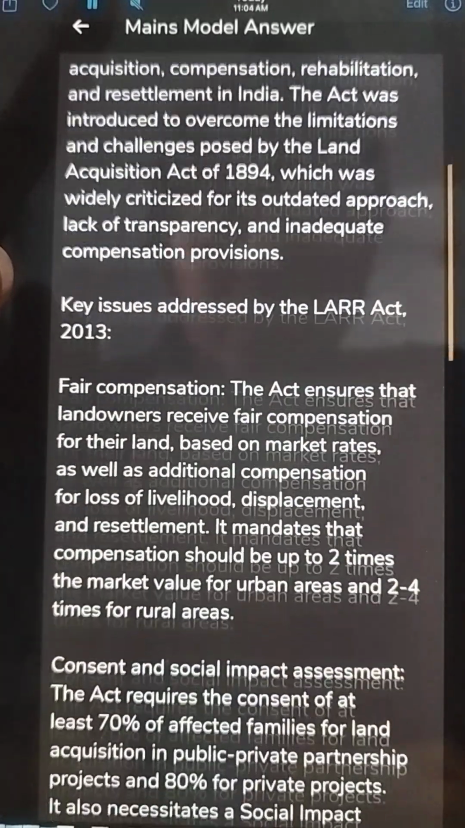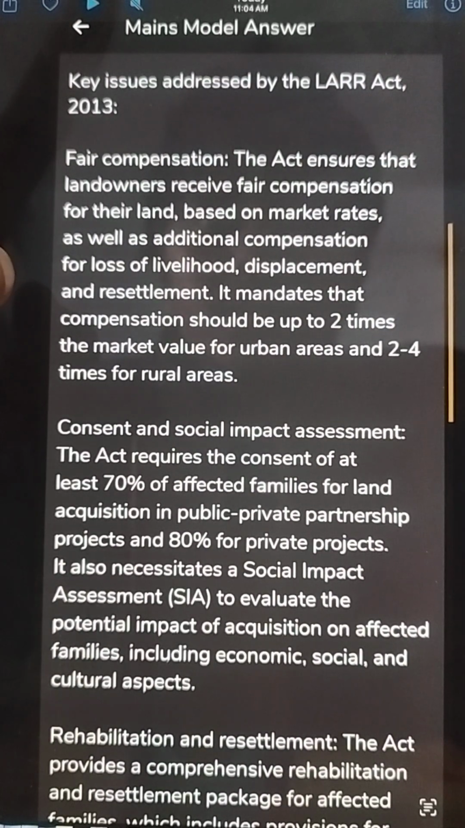Key issues addressed by the LAR Act 2013. First is fair compensation. The Act ensures that the landowners receive fair compensation for their land based on the market rates, as well as additional compensation for loss of livelihood, displacement, and resettlement. It mandates that compensation should be up to two times the market value for urban areas and two to four times for rural areas.